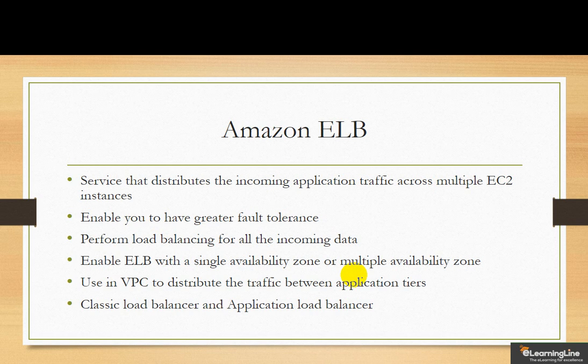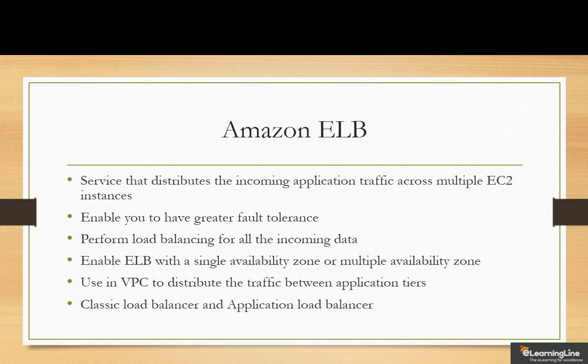It uses the VPC to distribute the traffic between the application layers, so that if you want your traffic to be just for the intranet, you are using a VPC, so your data and your traffic are still going to be protected. There are two types of load balancing. One is the classical, the second one is the application load balancer, right? So there are a total of two types of load balancers available right now.